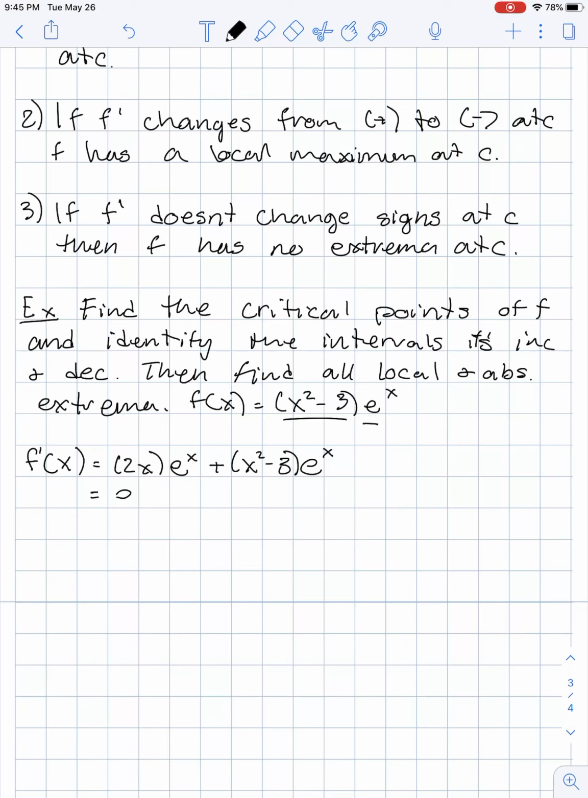I also like to simplify things. It makes my life a lot easier when setting things equal to 0. I pull out an e to the x from each term. And then again, I'm just going to write this how I really like to look at polynomials. And we usually write them in decreasing powers.